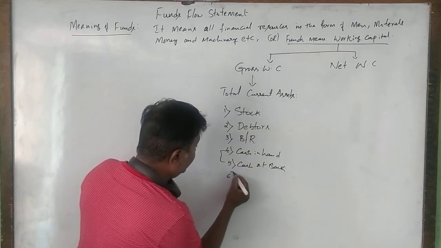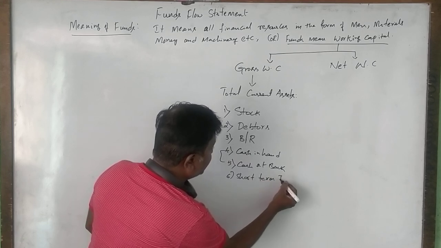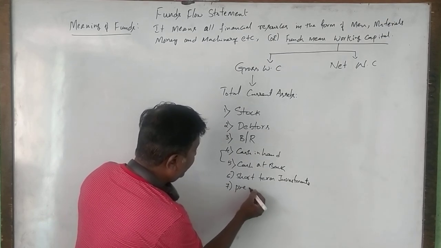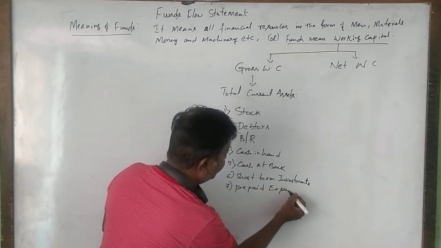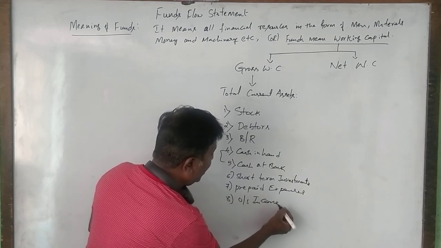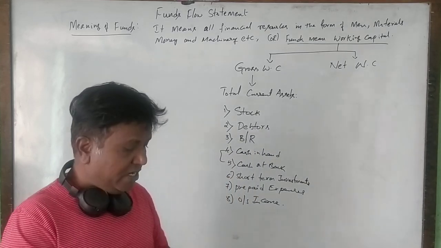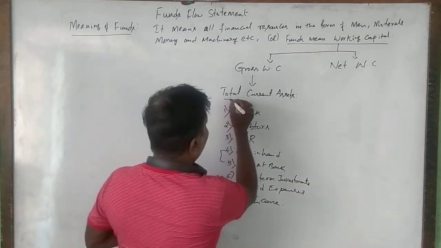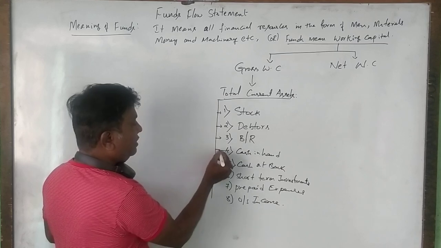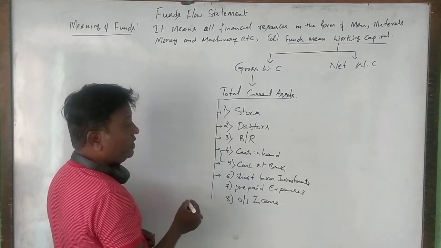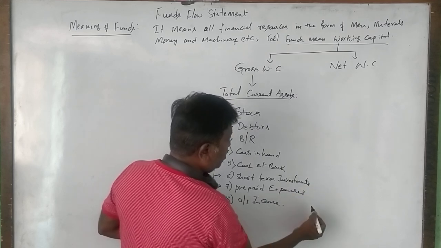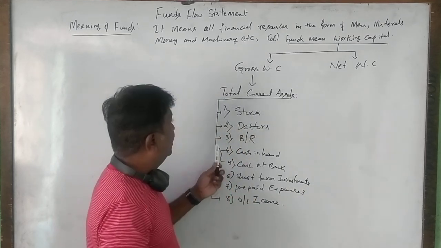Next, short term investments, prepaid expenses, and outstanding income, which we also call accrued income. See, these are the current assets. Current assets include stock, debtors, bills receivable, cash in hand, cash at bank, short-term investments, prepaid expenses and outstanding incomes. If you put all these together and take the total, that total of current assets is called gross working capital.